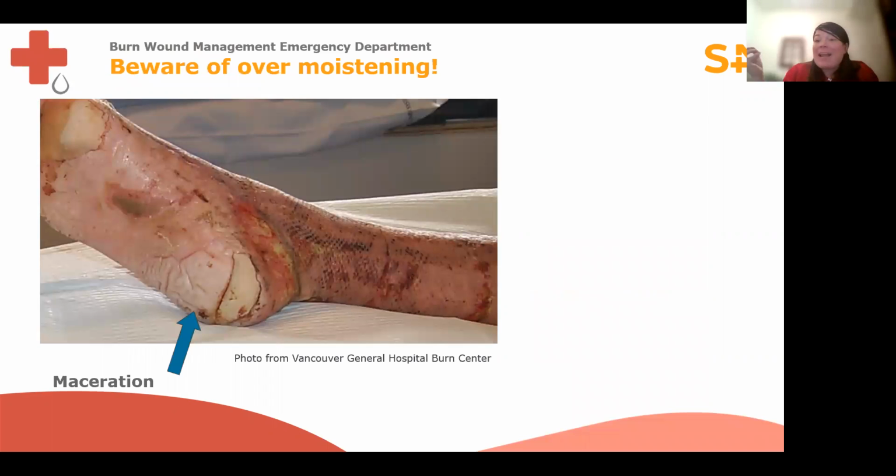Of course, that importance of assessment is key because you don't want to add too much moisture. You can see on this screen here that this is an example of maceration. So when you have too much moisture, this is where it can lead to maceration.